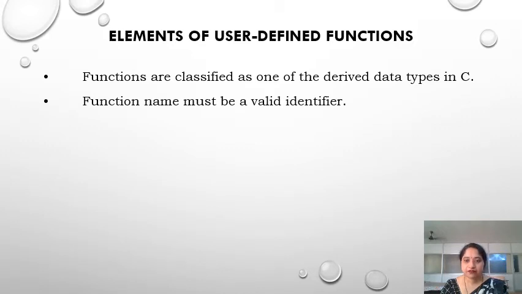Elements of user-defined functions. The functions are classified as one of the derived data types in C, and the function name must be a valid identifier. So we have seen what is an identifier. It is a name given to an array, function or variable. It has to start with either an underscore or an alphabet. It can use digits and underscore. Special characters cannot be used. We cannot use white space. So these are the rules that also need to be maintained for providing the function name.